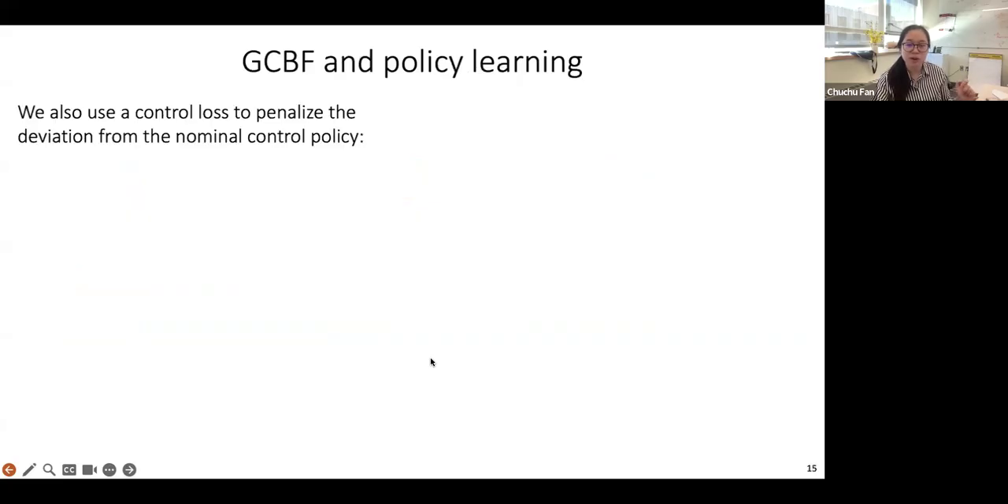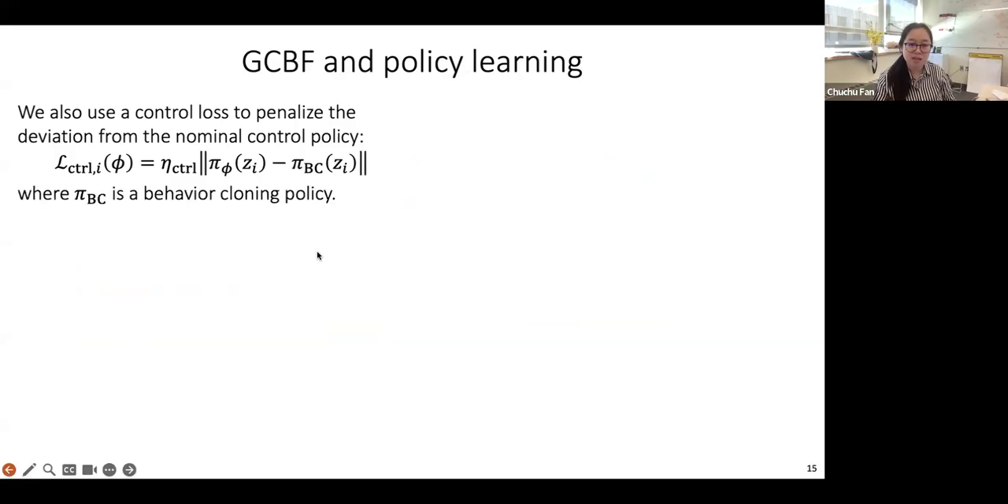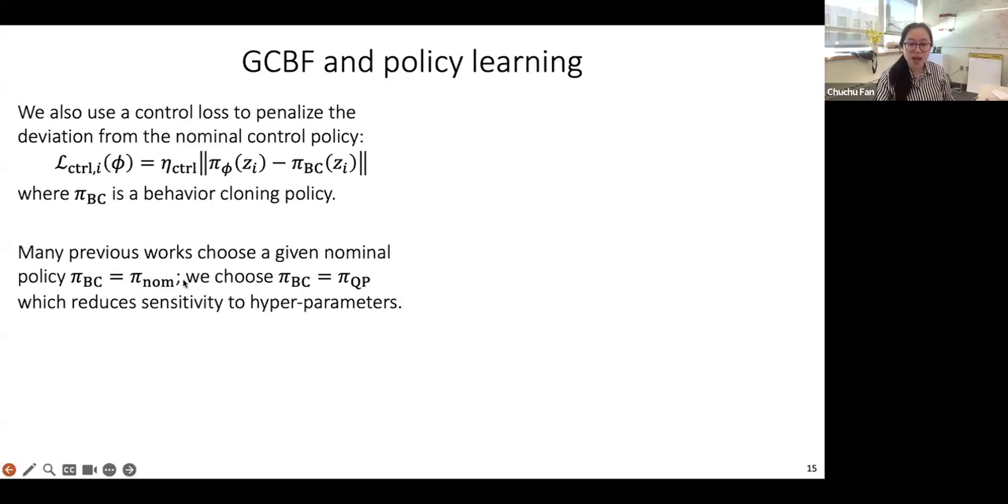Now, I mentioned input constraints. To account for the input constraints, meaning we have a very limited amount of input thrust, or actuation, that we can provide to the system, we add another loss term called the control loss. The control loss is basically trying to minimize the distance of my learned controller to a behavior cloning policy, where this behavior cloning policy can be a nominal policy. It's basically any policy that you want to design for your system to execute some mission.